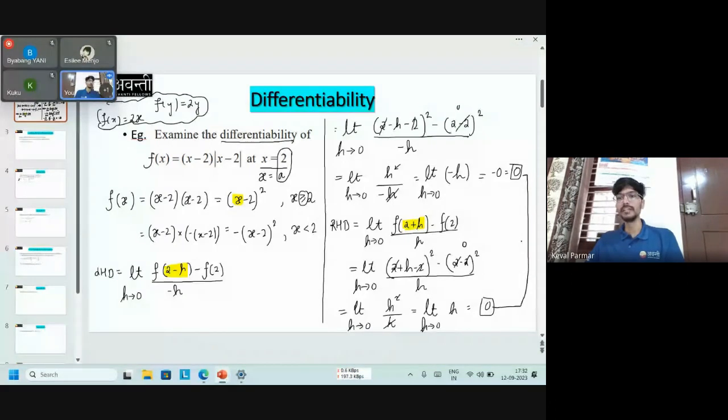Both the values, the left hand derivative and the right hand derivative, are the same. That means the function is differentiable at x equals 2. That means there is no sharp turn at x equal to 2. I hope it is clear.